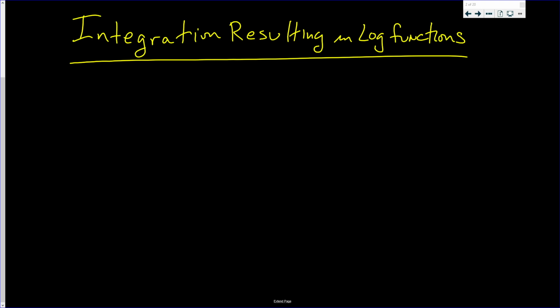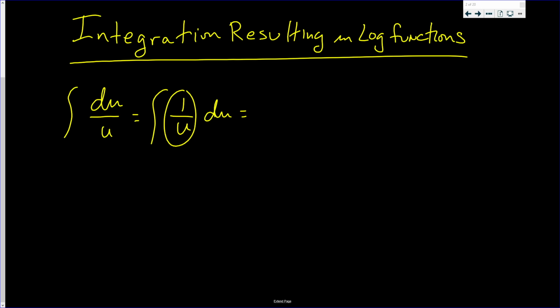Integration resulting in log functions. Suppose you're given the integral of du over u, which, by the way, is exactly 1 over u du. So basically it's asking, what do you take the derivative of to get 1 over u? And the answer is ln of the absolute value of u plus c. Of course, I could replace u with any letter of my choice.